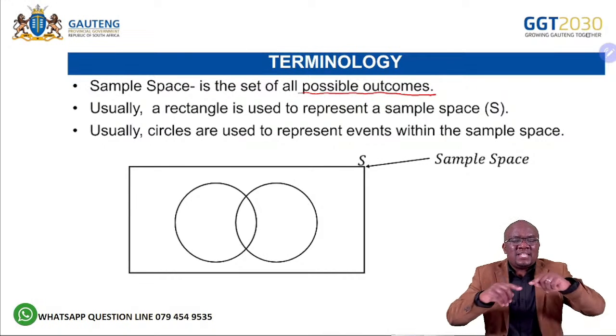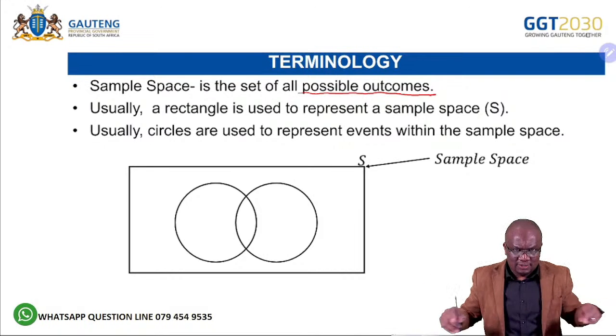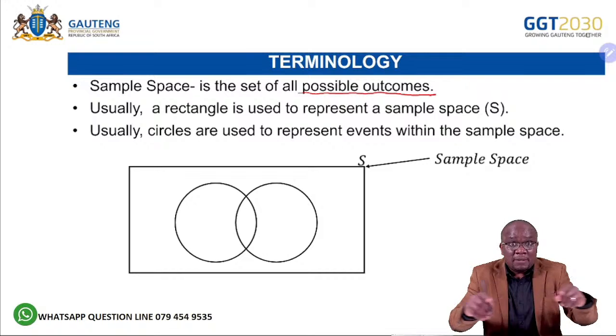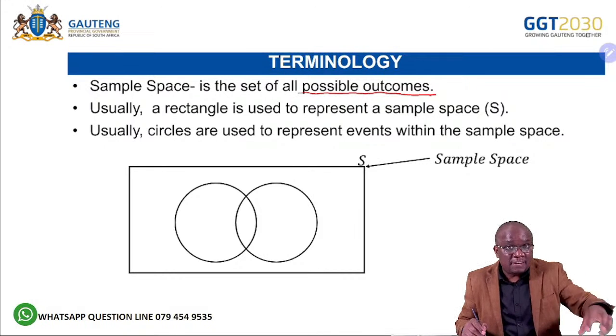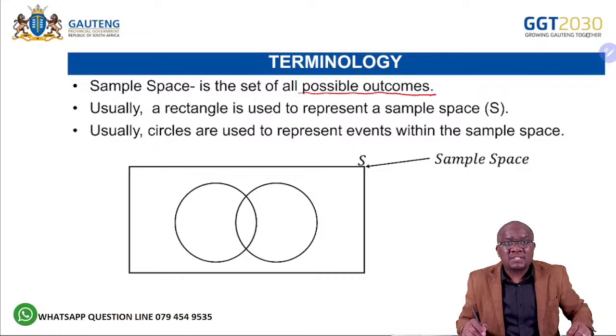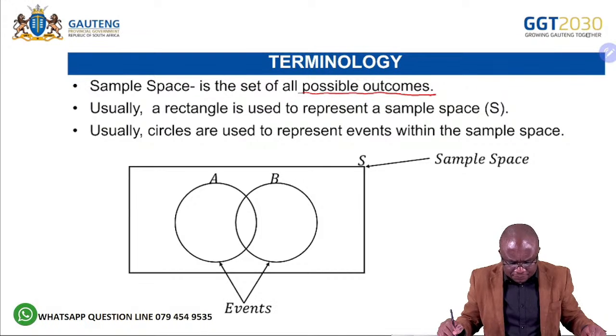Let's take for example a class. There is the sample space. Let's say this is 10A, it's everyone there. What is the probability of picking someone who's doing tourism? That's an event. Picking someone who's doing life sciences, that's an event in the sample space. So these are the events there.